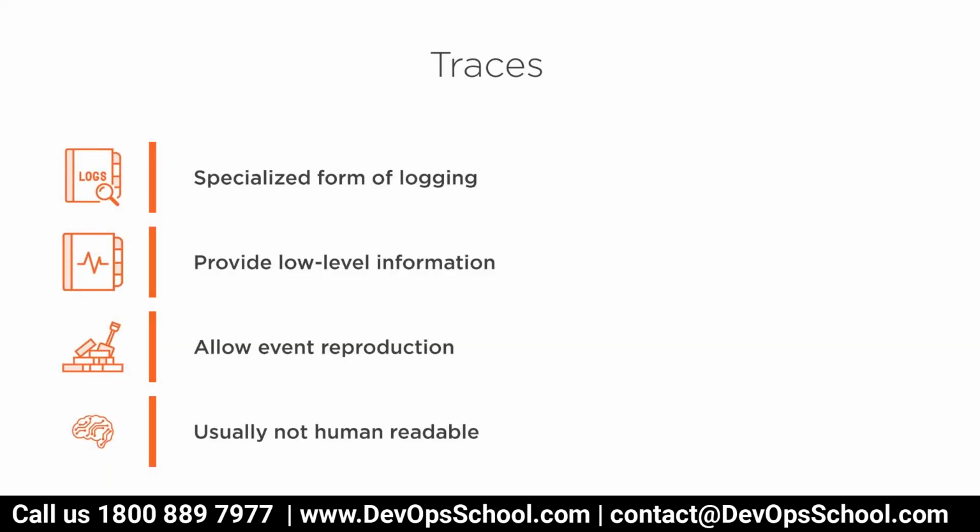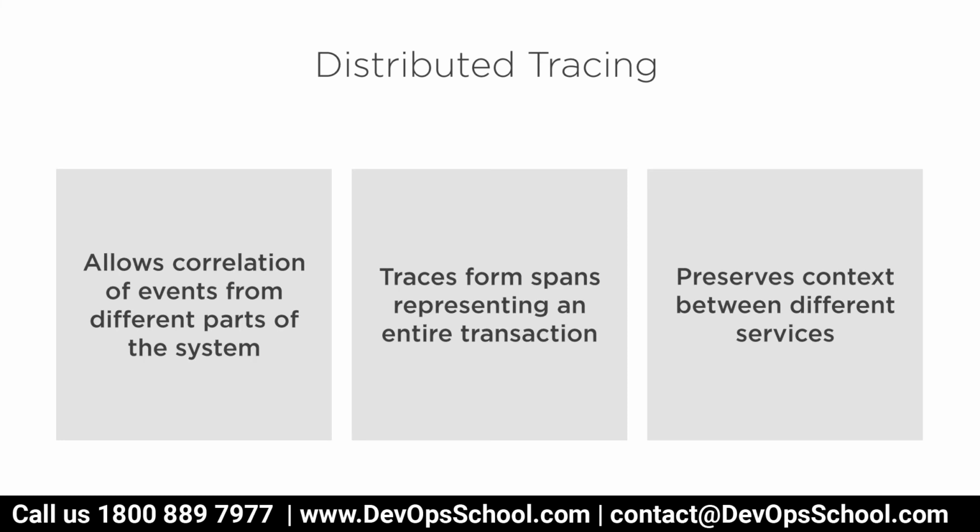So traces means the request. When you make a request to an application, you get a response, and that request travels throughout multiple systems like a DNS server, load balancer, different networks, different microservices, a web server, app server, database server, external services, payment gateway. So this whole trace also has to be monitored. It's a specialized form of logging, provides low-level information, allows event reproduction, is usually not human readable, and distributed tracing also we need to gather to make the system observable.